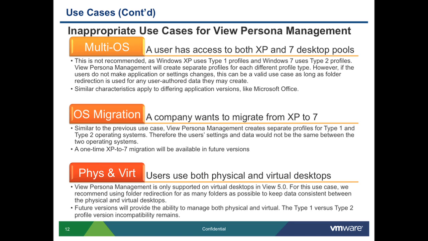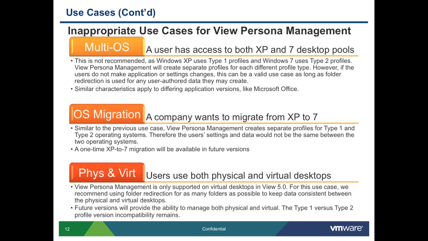OS migration. A company wants to migrate from XP to 7. Similar to the previous use case, View Persona Management creates separate profiles for Type 1 and Type 2 operating systems. Therefore, the user settings and data would not be the same between the two operating systems. In future versions, a one-time XP to 7 migration will be available. However, if the user is consistently using both XP and 7 desktops during the course of their work, those settings will not be maintained across the two versions.